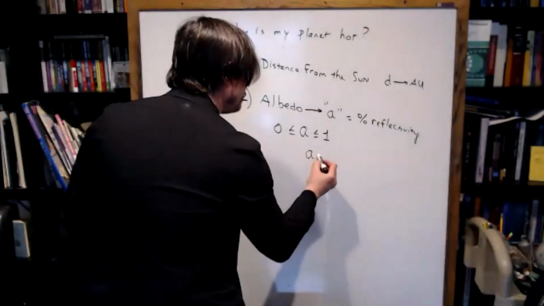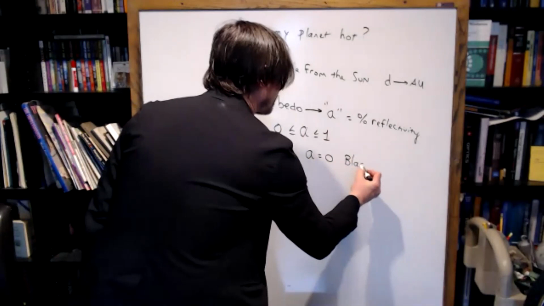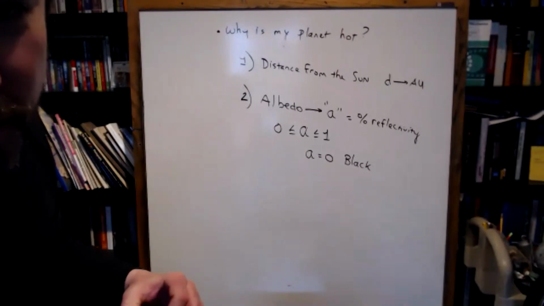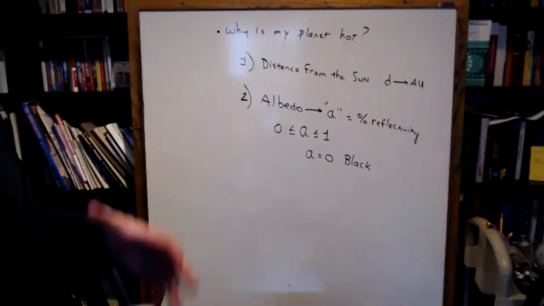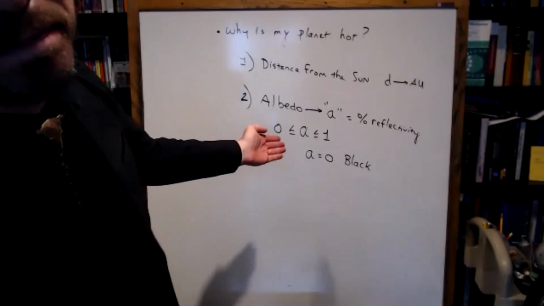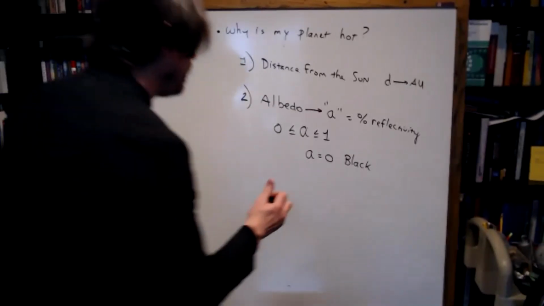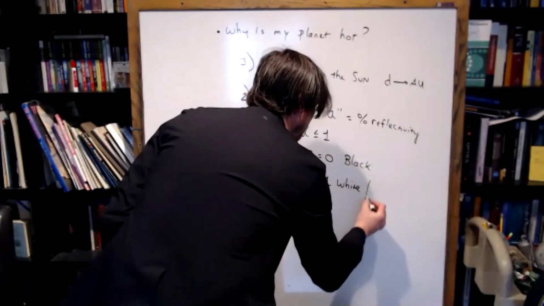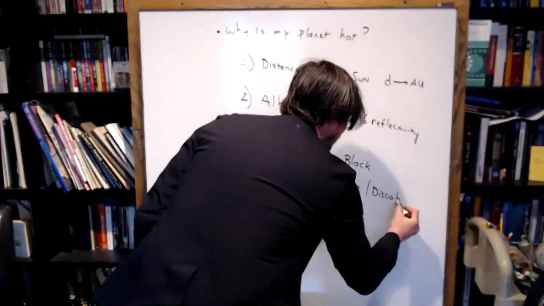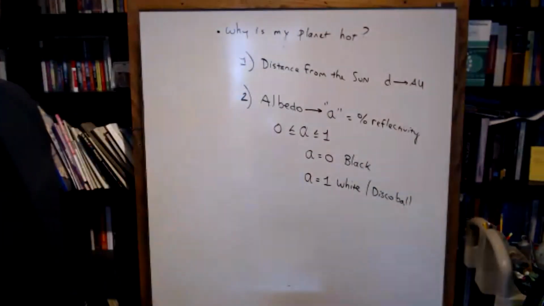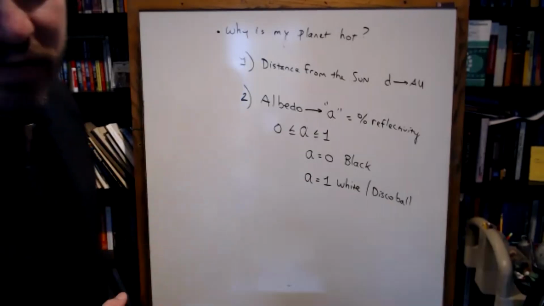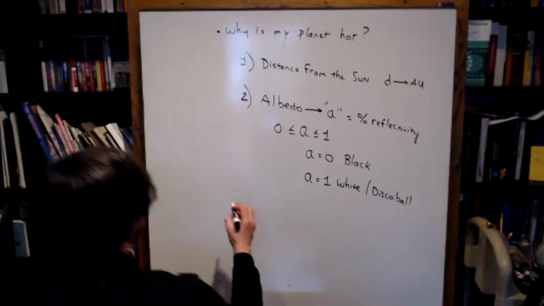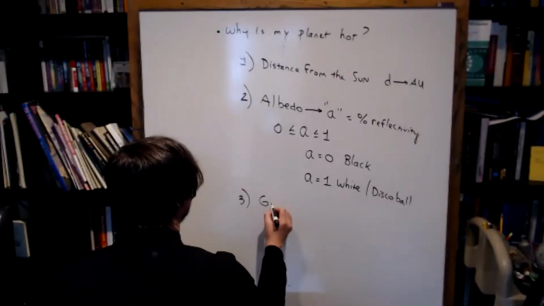An albedo of 0 would be a perfectly black substance. Basically, the definition of a black body. You only absorb radiation and you only re-radiate it because of your temperature. A perfectly black planet would have an albedo of 0. An albedo of 1 would be a perfectly white planet, or maybe even more appropriate, we could think of it as a disco ball. A disco ball has an albedo of 1. It reflects all the photons that are incident upon it. The third thing is the greenhouse effect.